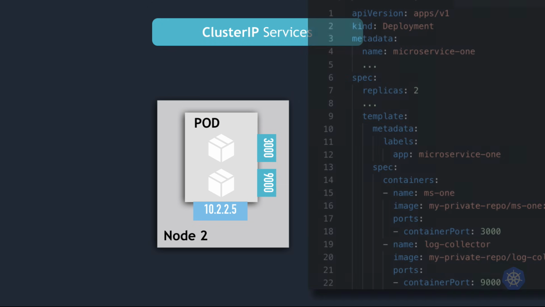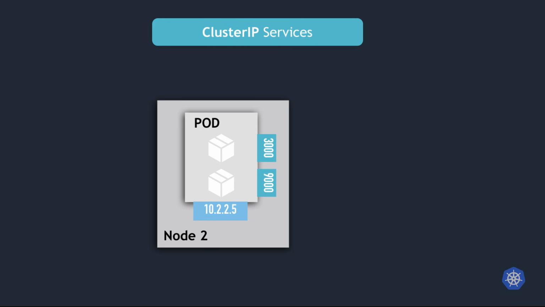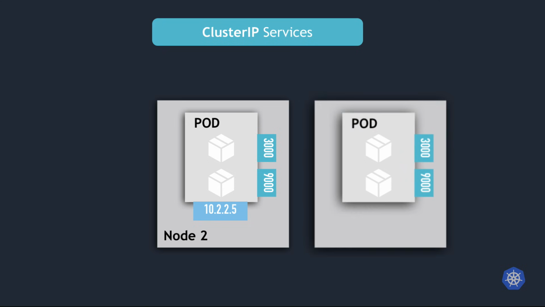If we set the replica count to 2, we're going to have another pod which is identical to the first one, which will open the same ports and it will get a different IP address.